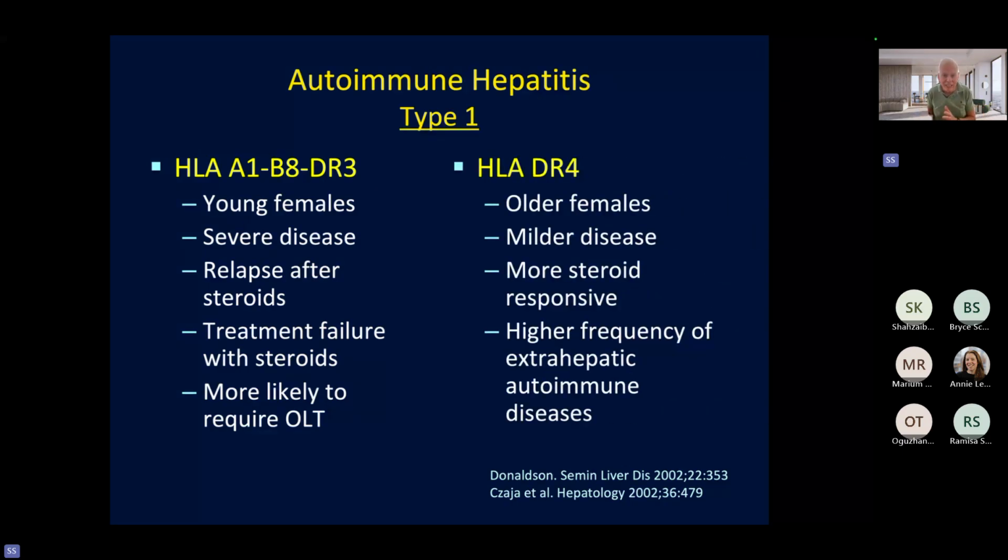If you're HLA-DR4, these are older females with milder disease. They tend to be more steroid responsive, and they have a higher frequency of extrahepatic autoimmune diseases. I can't remember seeing a patient who was not steroid responsive, although we see many patients who are steroid responsive and quickly relapse when you withdraw steroids.